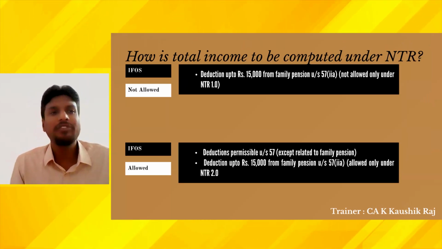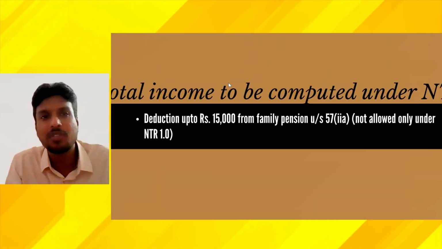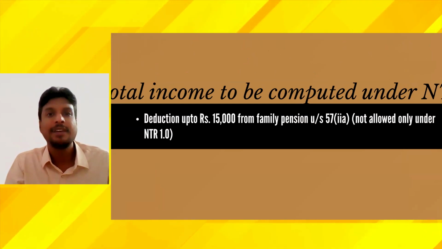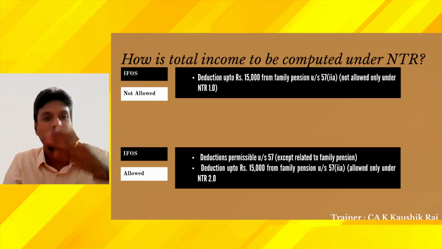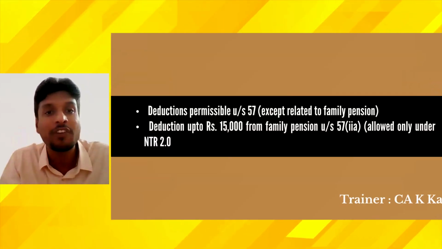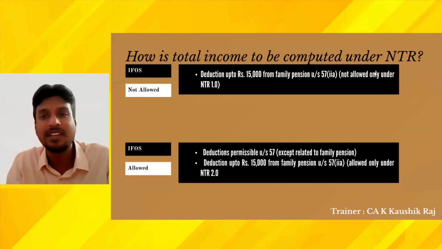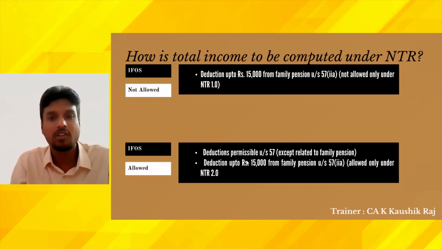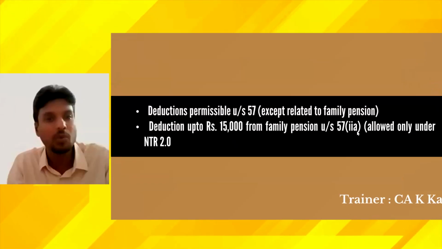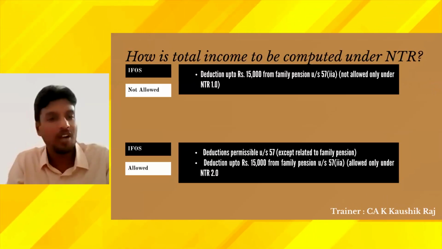Now, in terms of the income from other sources, what is not allowed? Deduction up to 15,000 from family pension under section 57(2)(a), not allowed. Only under new tax regime 1.0. In new tax regime 2.0, they're allowing this. Deduction permissible under section 57, except related to family pension, everything else is allowed, because family pension is something that they said not allowed only under 1.0. And deduction up to 15,000 from family pension under section 57(2)(a) allowed only under new tax regime 2.0.